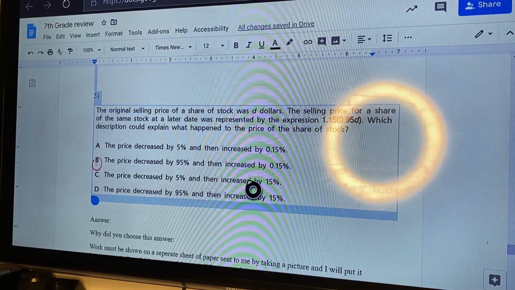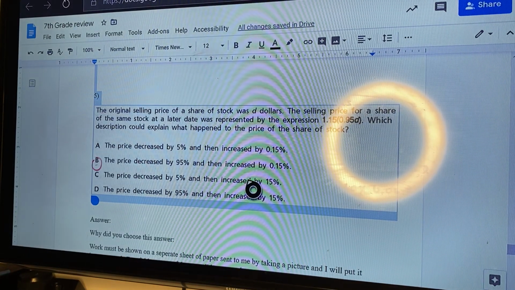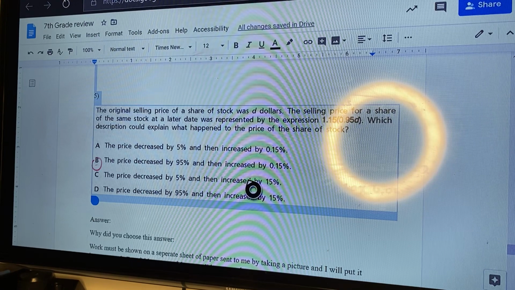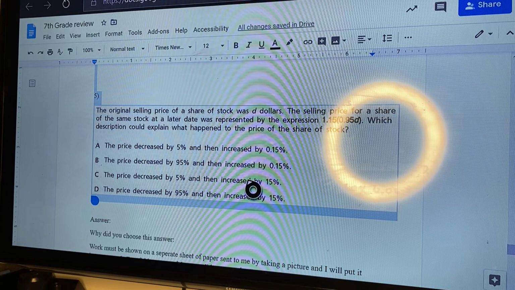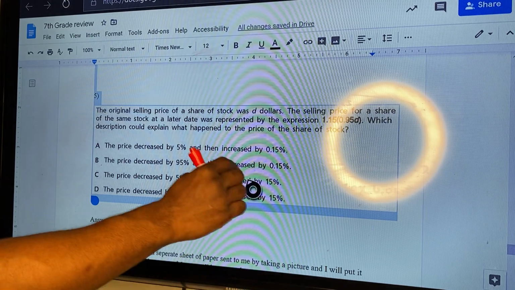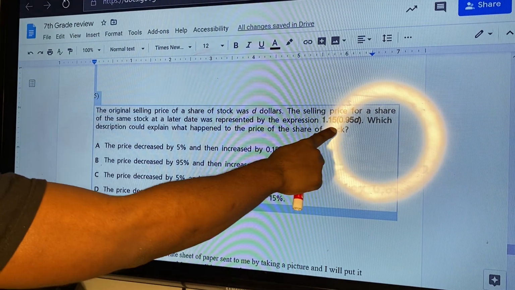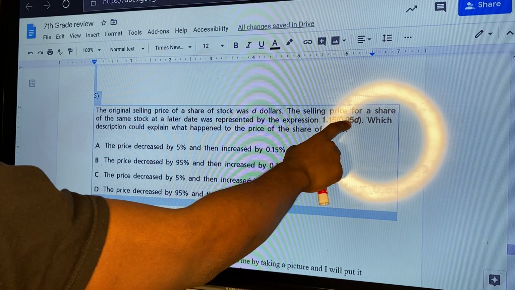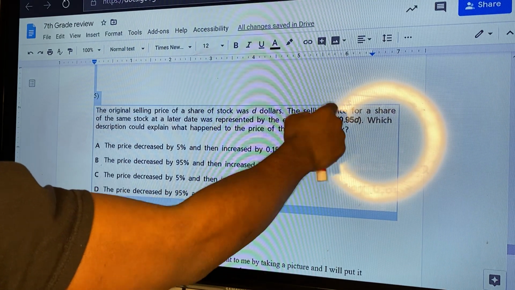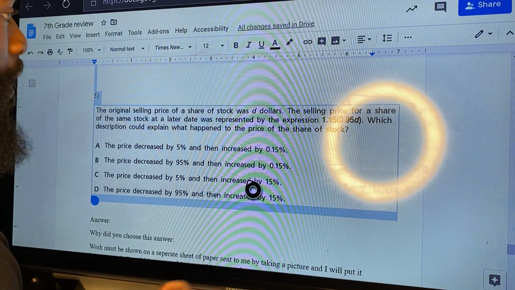All right. So the original selling price of a share of stock was $D. The selling price for a share of the same stock at a later date was represented by the expression 1.15 times 0.95D. Which description could explain what happened to the price of the stock? So this 1.15 tells me that it increased by 15%, and this 0.95D tells me that it decreased by 5%.